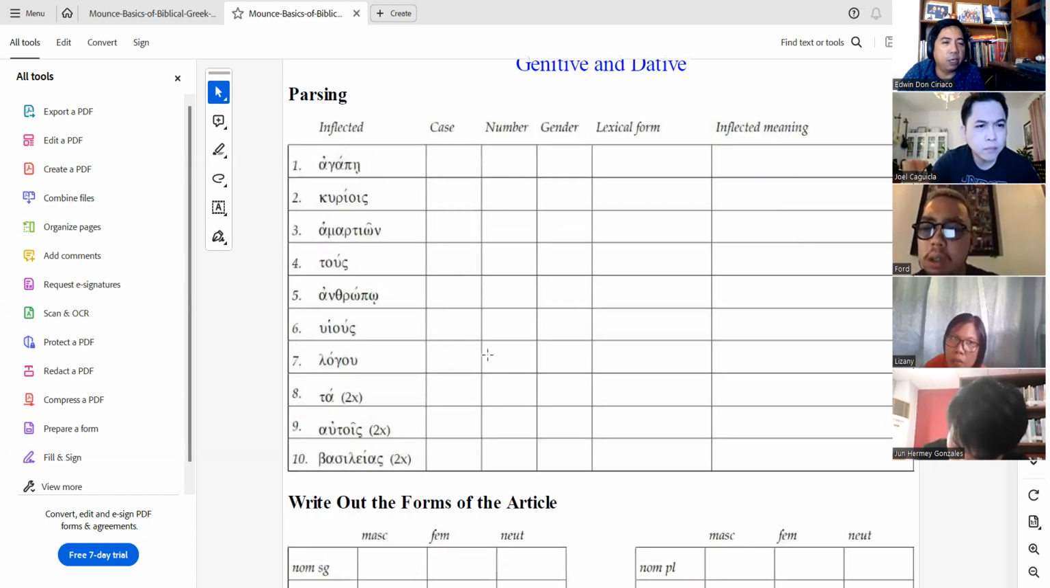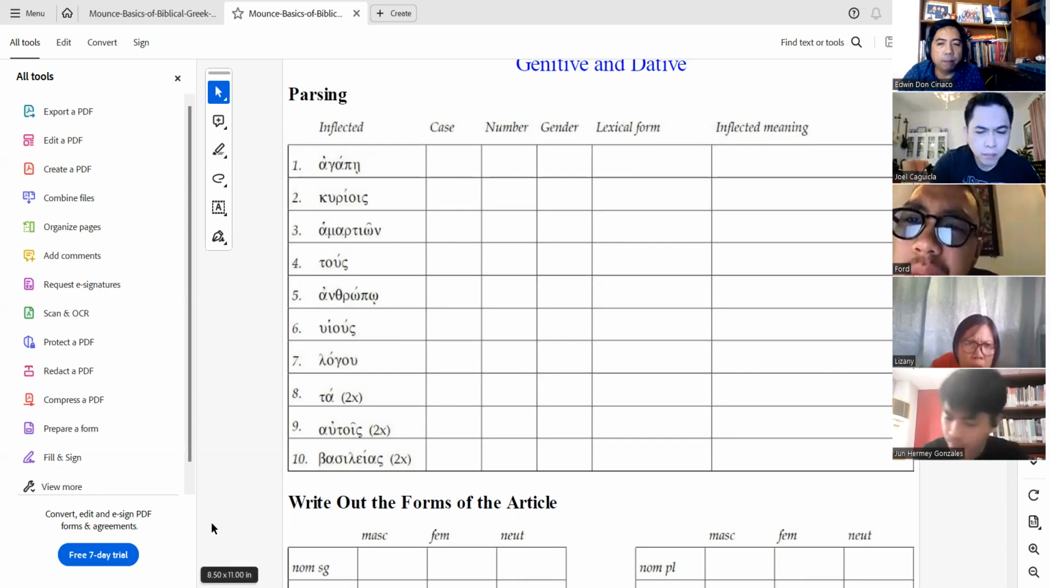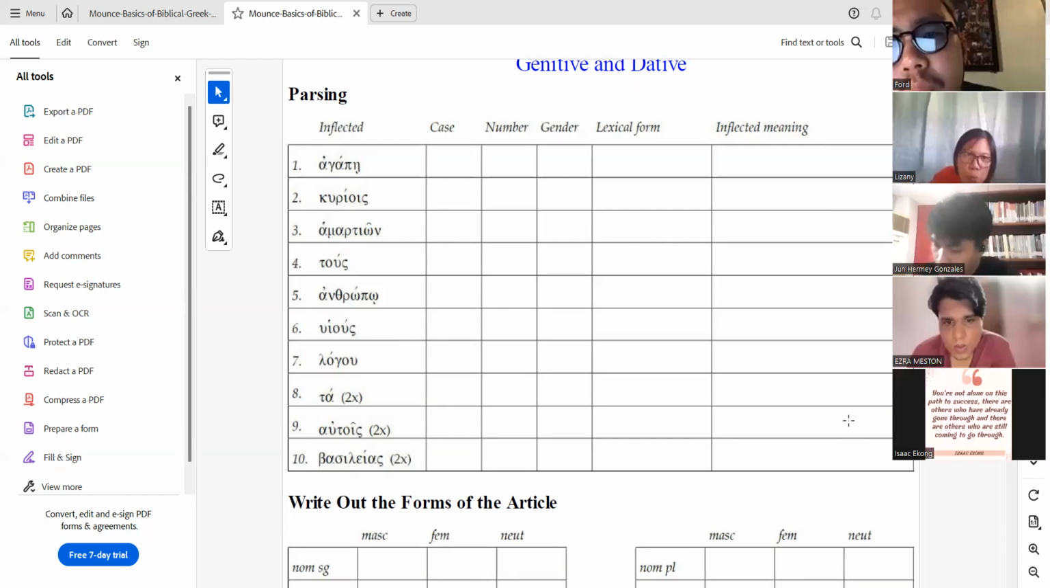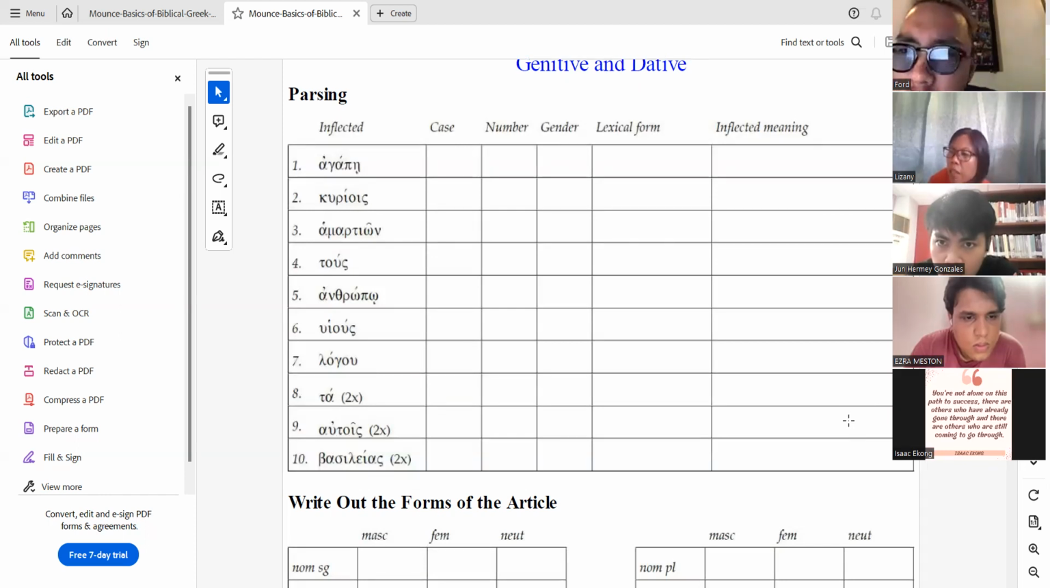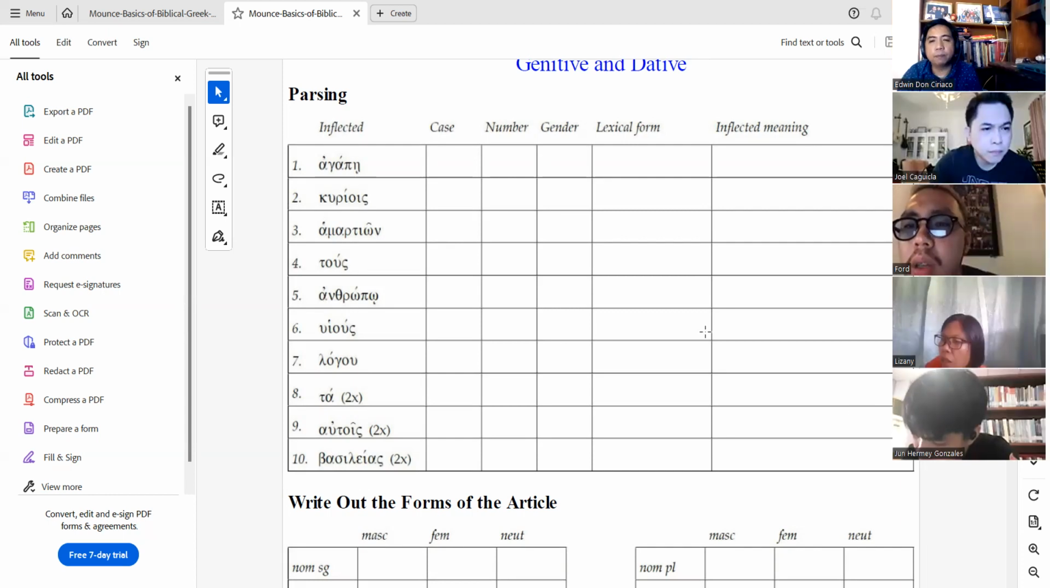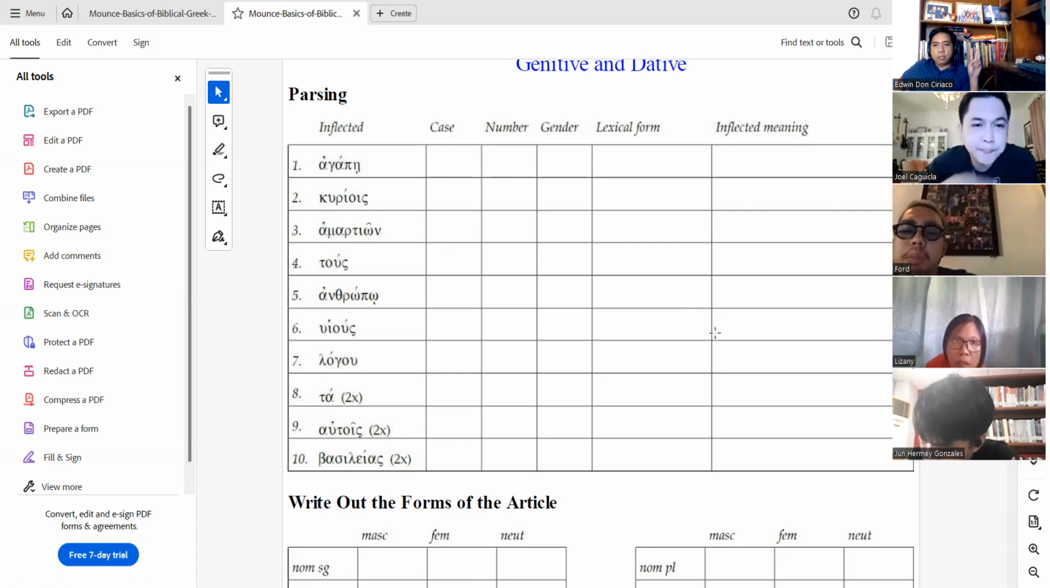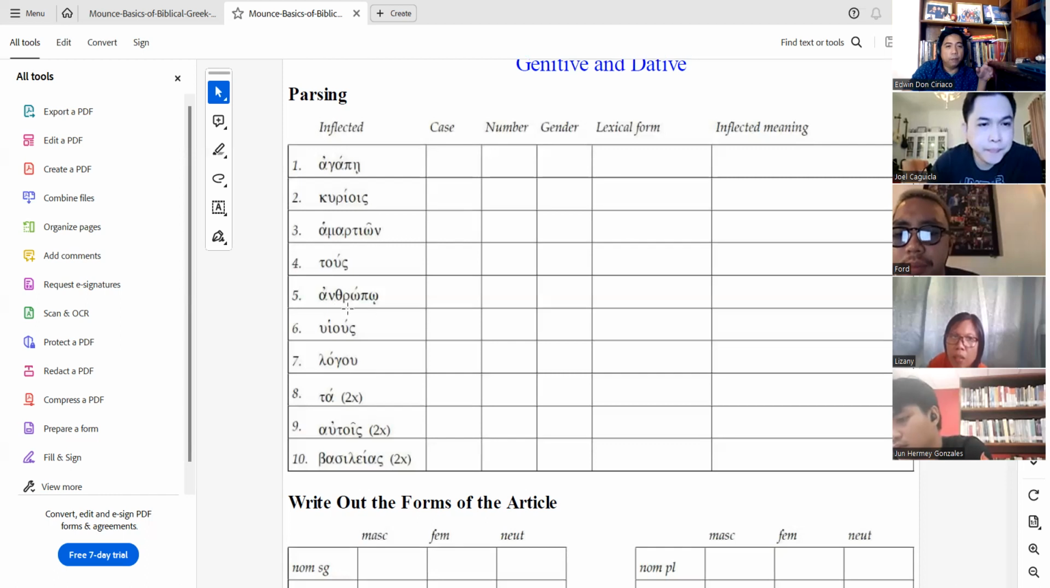Next. Lisa ni number 5. Anthropo. Anthropo. Okay. Dative. Dative. Two choices. Dative singular. Again, what is our clue there? The iota subscript. There is an iota subscript here. There is an iota subscript in agape. Okay. And then the rest is none. So, okay. Continue.